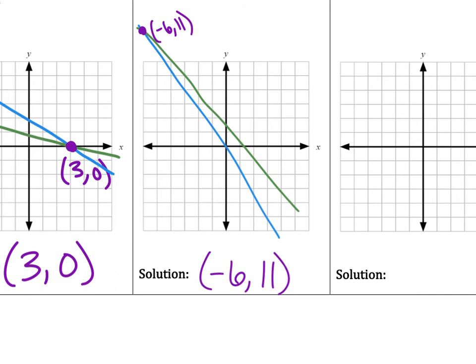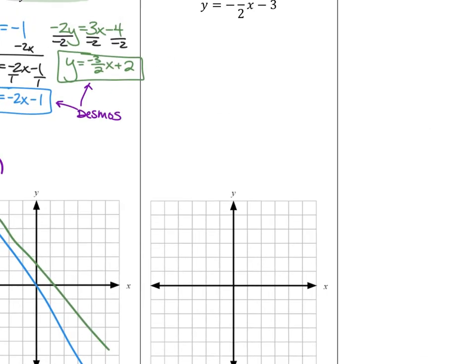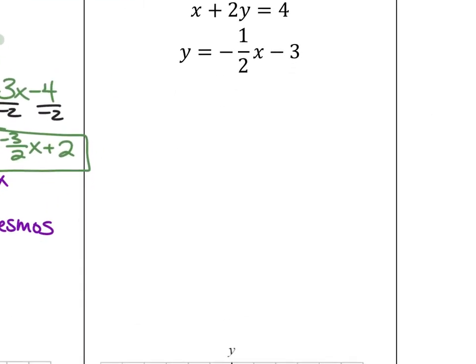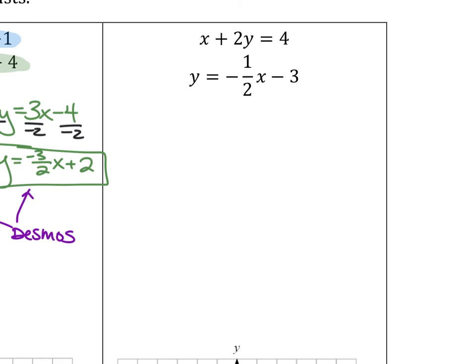Okay, cool. Let's do this last one together. All right? Now, which of these equations is good to go? The first one or the second one? The bottom one is already good to go. Why is the bottom one already good to go? It's already solved for y, so we're good to go. Yay, we don't have to do extra work. But we do need to solve the first one for y.